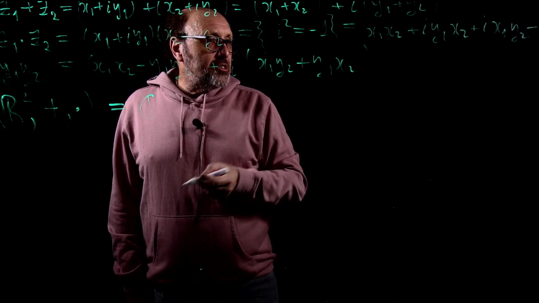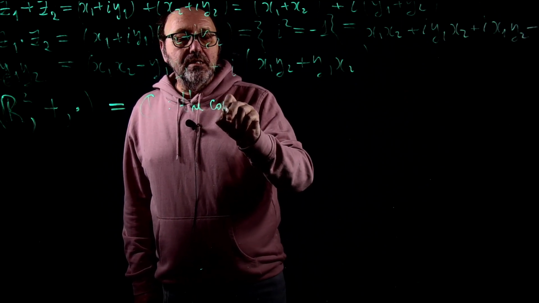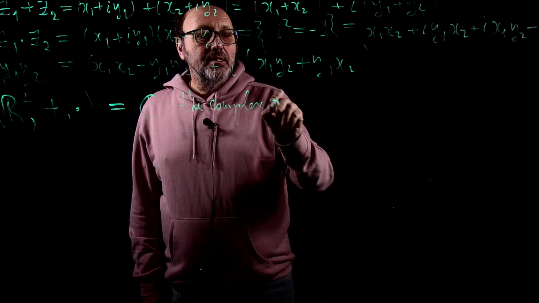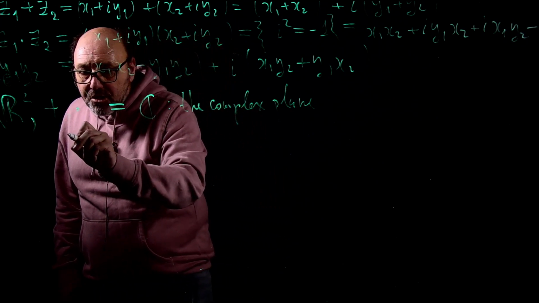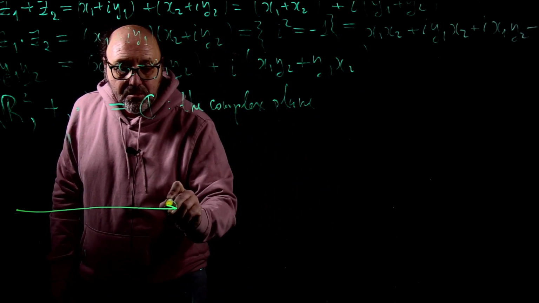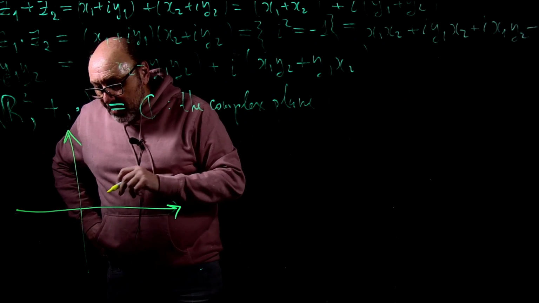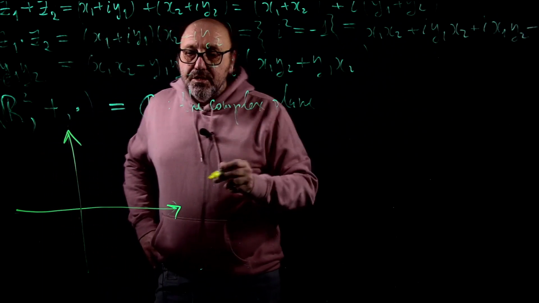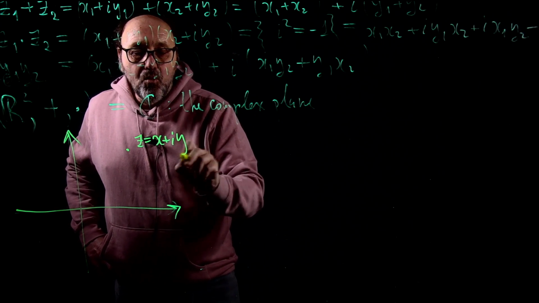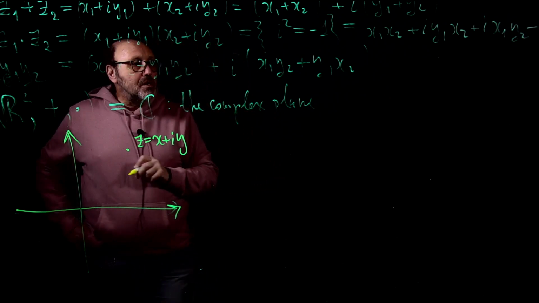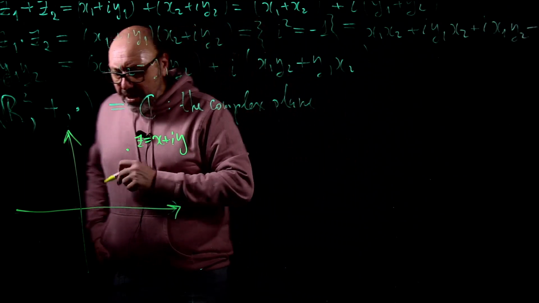The set of complex numbers equipped with these algebraic operations is called the complex plane. Why plane? Because, of course, our complex numbers are points of this plane, and you can consider if you have a point z of type x plus I y, this is a complex number and this is a point of our plane.